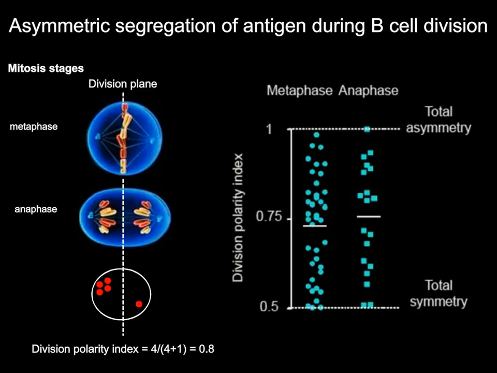Doing this for several cells, you can clearly see on the right-hand side of the slide that the segregation of antigen between the two daughter cells is never symmetric. It's extremely rare that the two daughter cells will receive the same amount of antigen. Most of the time, one of the cells receives more antigen than the other, and sometimes one of the cells is receiving the total amount of antigen that was inside the mother cell.